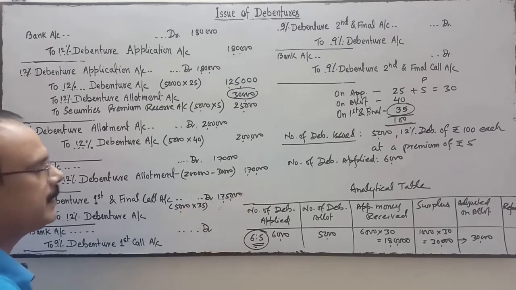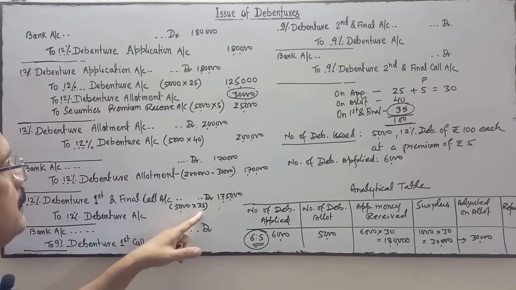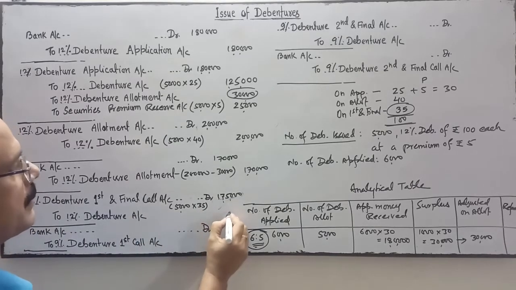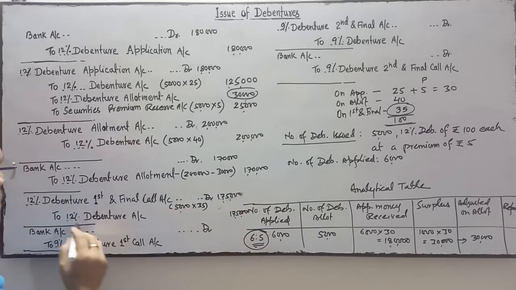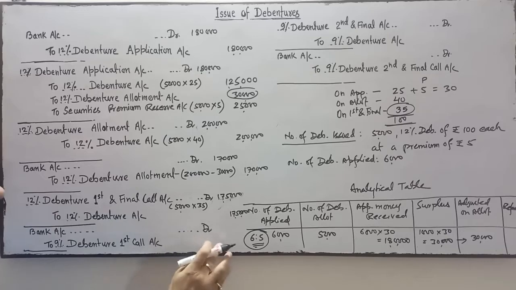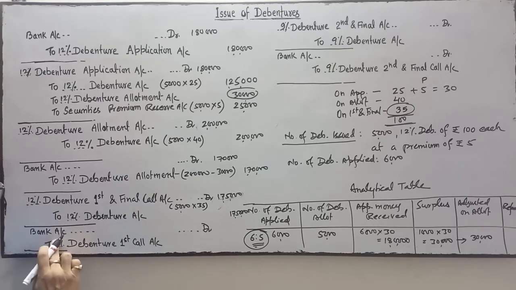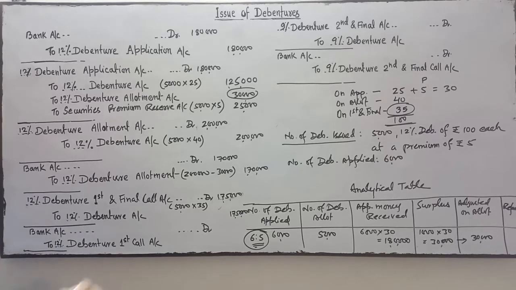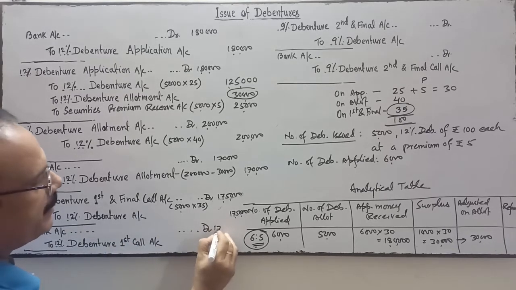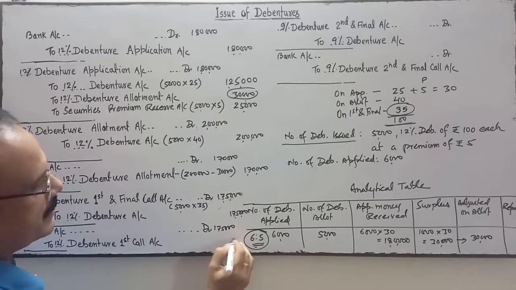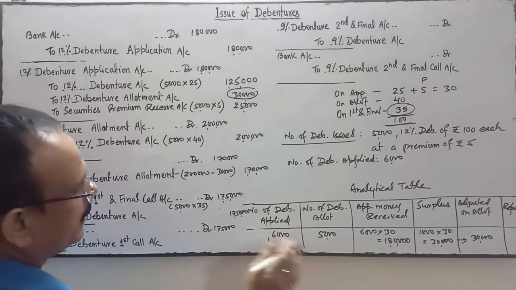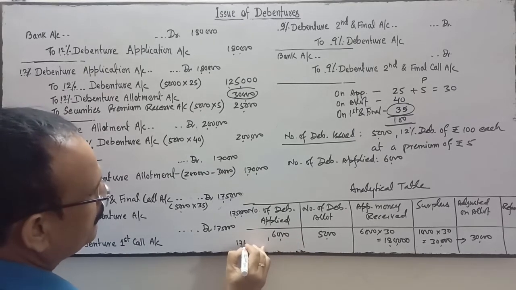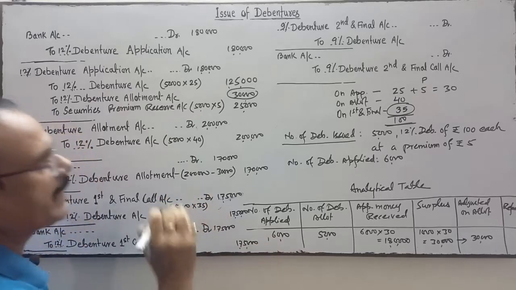1,75,000. Is it clear? 1,75,000 will be debit and credit. To 12% debenture 1,75,000. And in the bank account, debit to 12% debenture 1,75,000. Debit and credit, 1,75,000. So this is the entry.